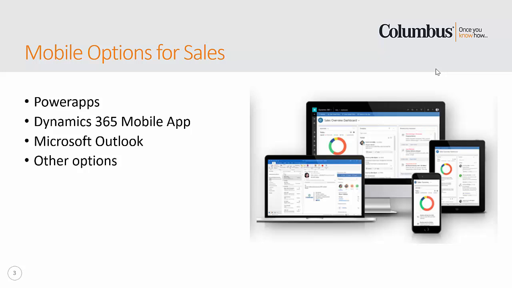As far as the mobile options for sales are concerned, there are four main options that I'm going to cover today. Power Apps, the out-of-the-box Dynamics 365 mobile application, Microsoft Outlook as a mobile capability, and then a host of other options through ISV partners that may be available to you to use.